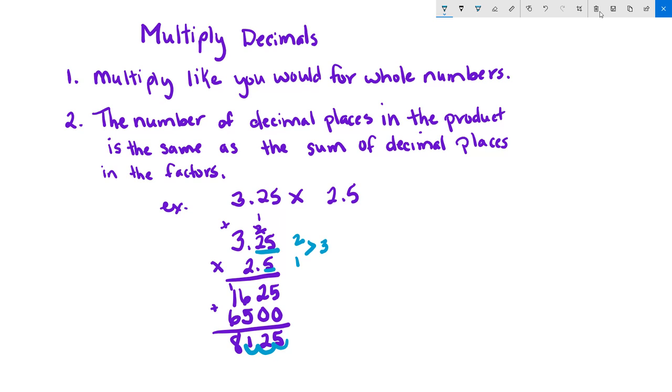So my final answer then is 8 and 125 thousandths. 8 and 125 thousandths.